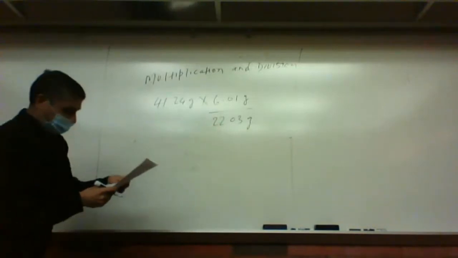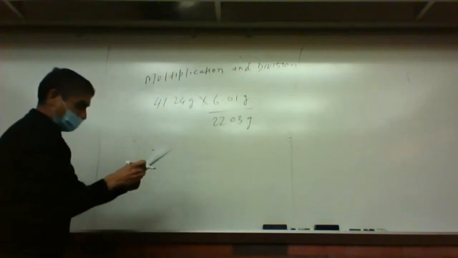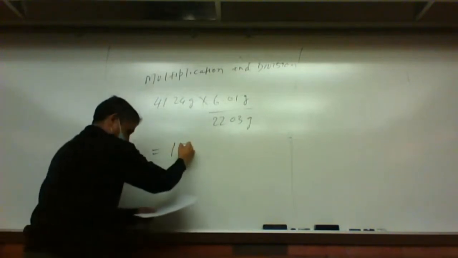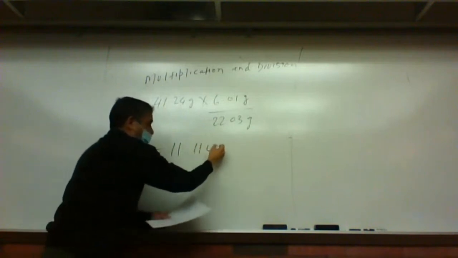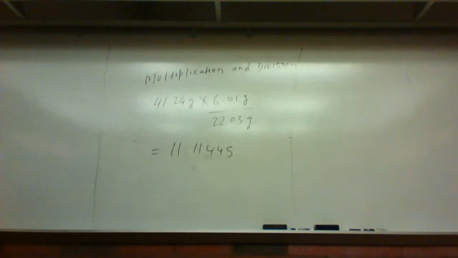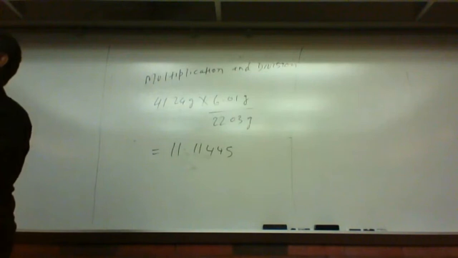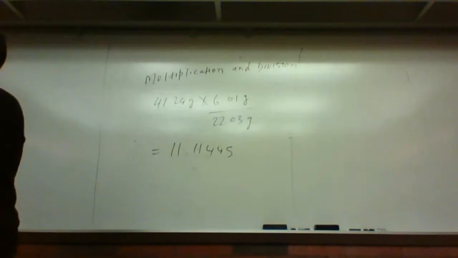So in this case, if you put this number in calculator, you will see something like this, 11.11445. So put in calculator these numbers, and calculator gives you that answer, right? Now we need to take care of the significant figures here. So look at the least number of significant figures. So in addition and subtraction, I was looking at the least number of decimal places, right? So here I'm trying to see the least number of significant figures.